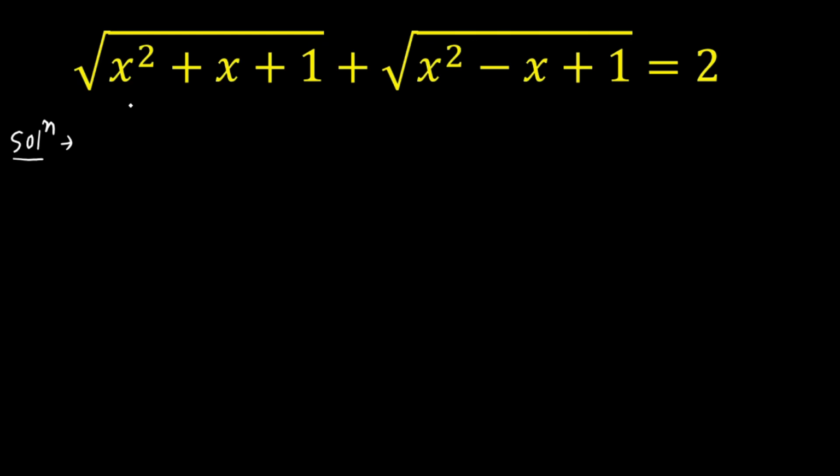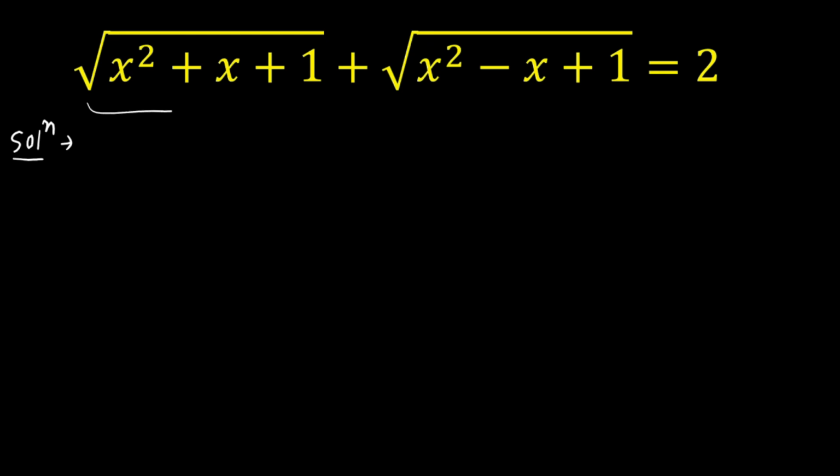Hello students, in this video we are going to solve square root of x square plus x plus 1 plus square root of x square minus x plus 1 equals 2, and here we will find out the value of x, where x belongs to real numbers. Here we will apply the substitution method.